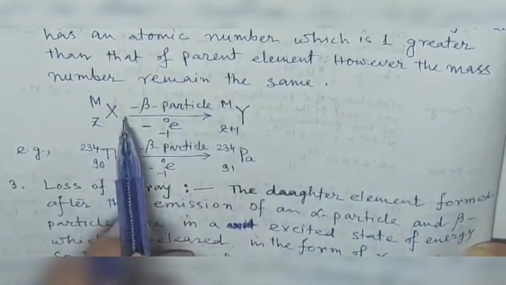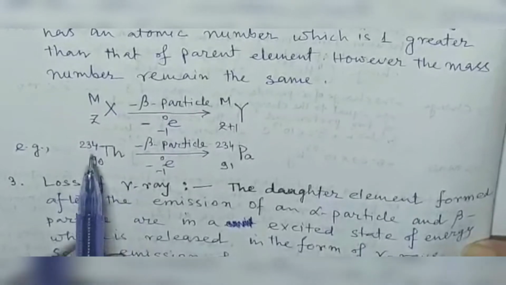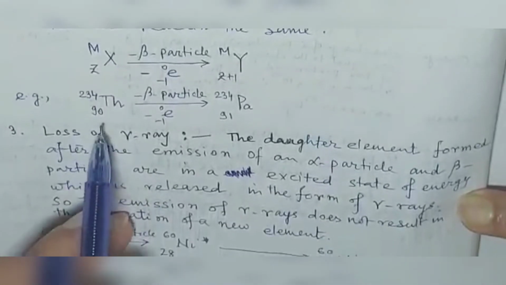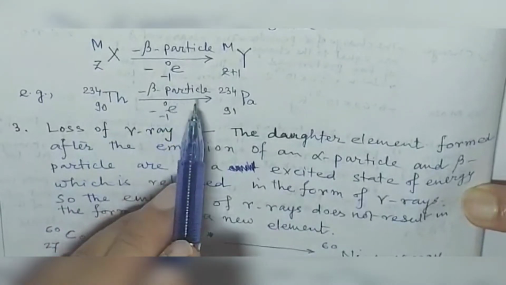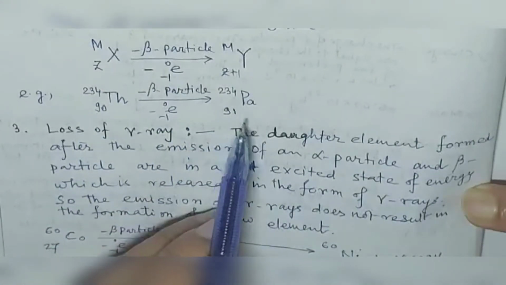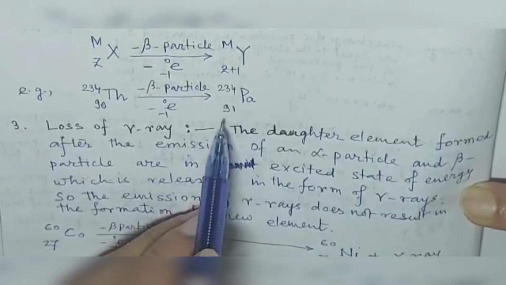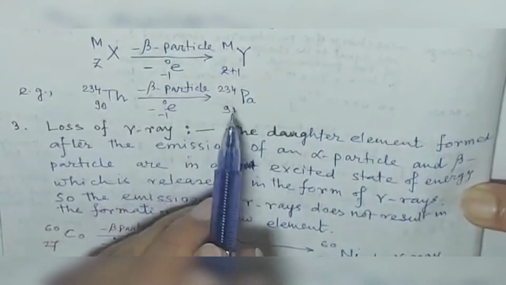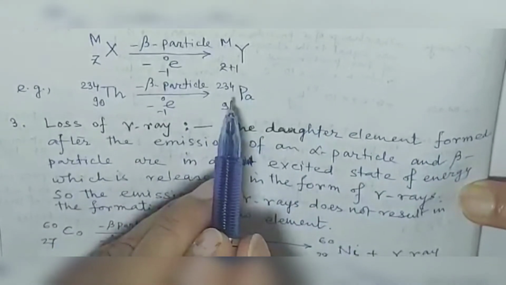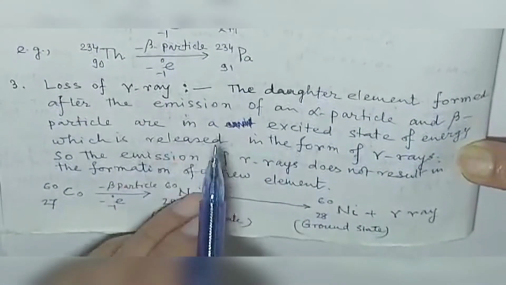For example, thorium, whose mass number is 234 and atomic number is 90, when it emits a beta particle, produces protactinium whose atomic number is 91, 1 greater than that of the parent element thorium, but its mass number remains the same.